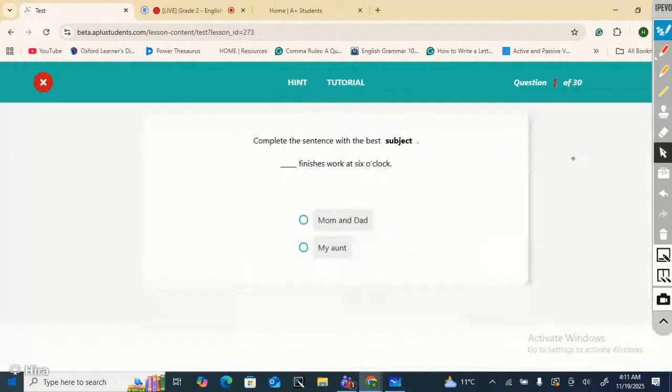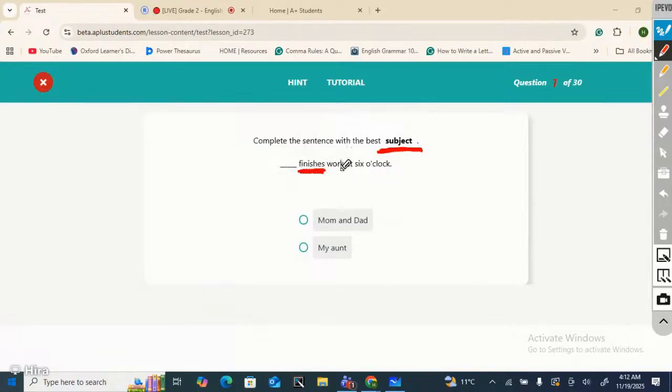Complete the sentence with the best subject. Okay. Subject is missing, verb is given. Now you have to decide accordingly. Singular subject takes a singular verb. Plural subject takes a plural verb. We don't have the subject right now, but we have the verb.